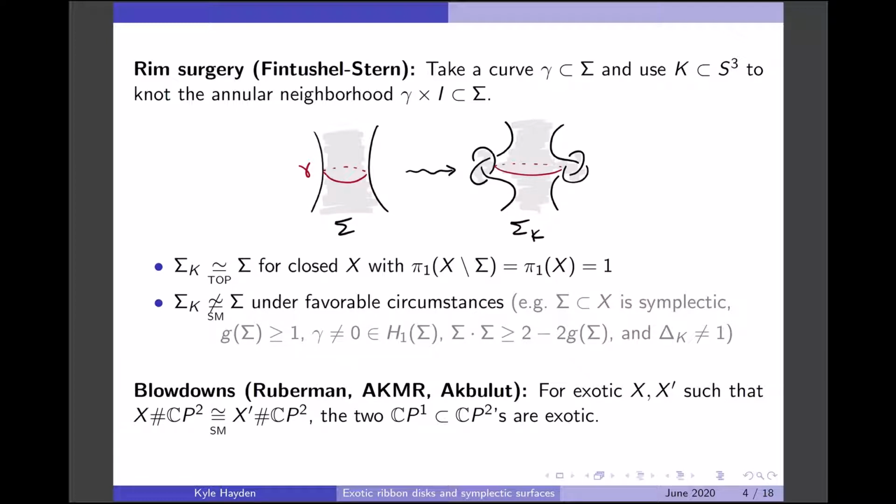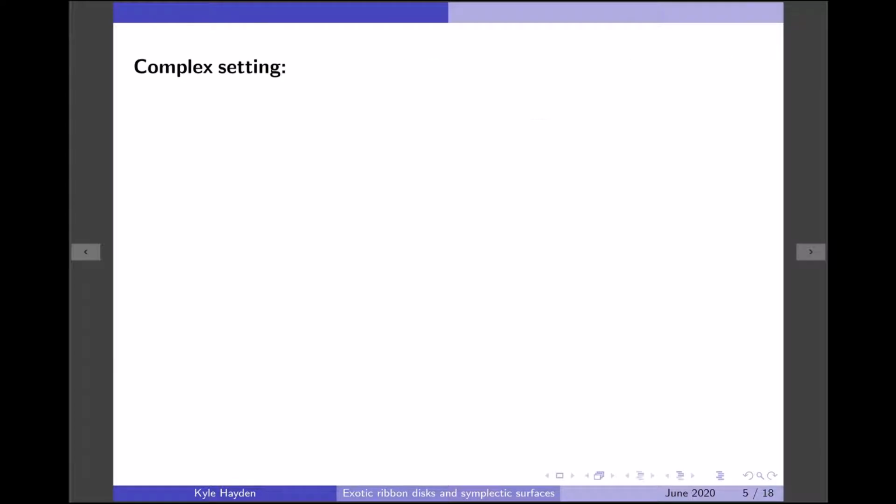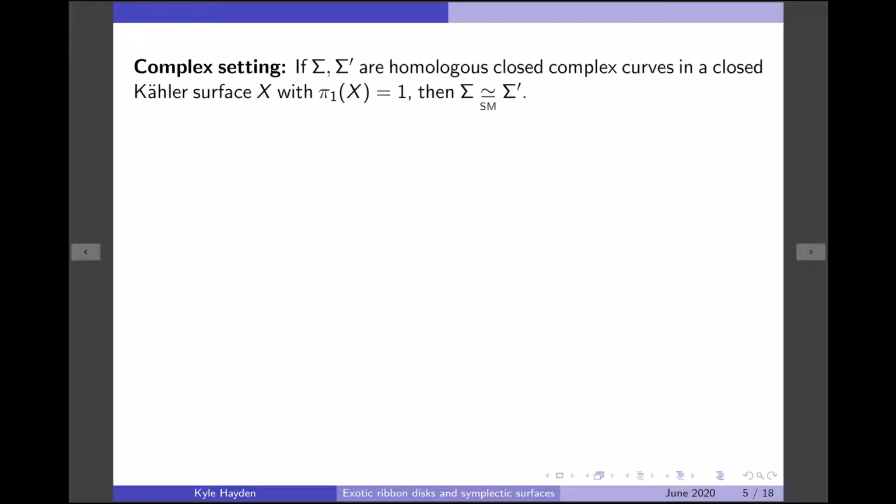Now there's more to the story in the smooth setting than I can possibly cover here, but I want to shift perspectives for a moment to the complex setting. In this case, we have some extremely strong rigidity phenomena. In particular, if sigma and sigma prime are homologous closed complex curves in a closed Kähler surface that's simply connected, then sigma and sigma prime are automatically smoothly isotopic. So this doesn't leave any room for smoothly exotically knotted surfaces.